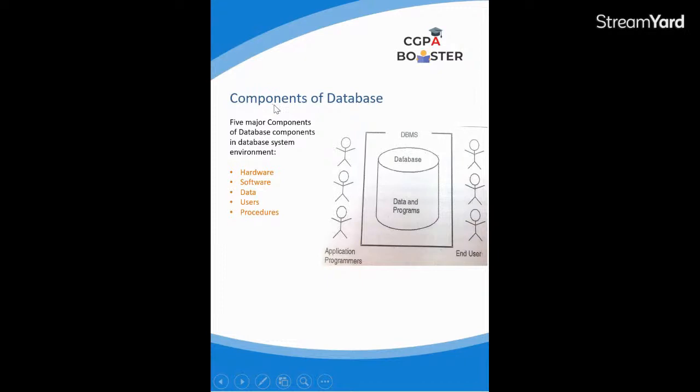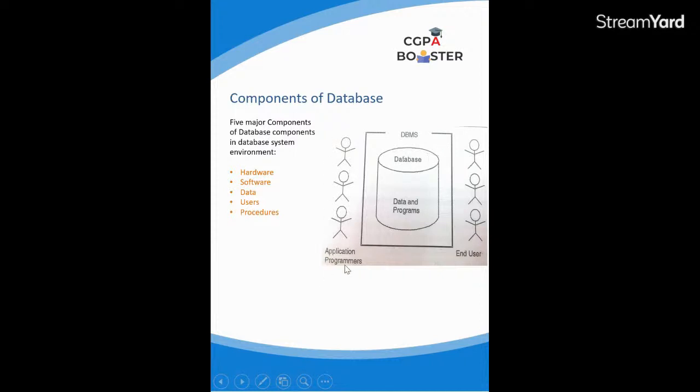Now, when we talk about a database, we need to know the various components that make the database. So, the five major components of the database are hardware, software, data, users, and procedures. Now, this is an overview of what it actually consists of. Let's have a look at this diagram. What we see in this diagram is a pure representation of how DBMS actually works.